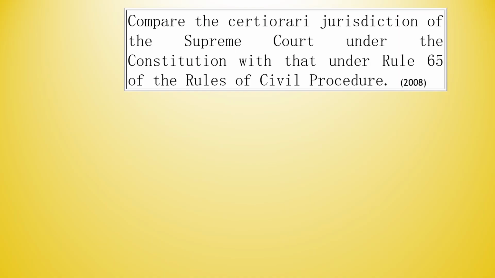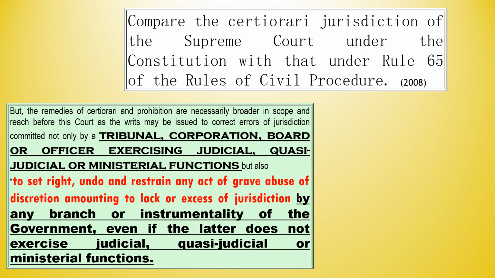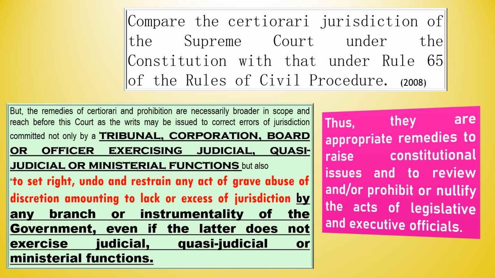So this was asked in 2008. You compare the certiorari jurisdiction of the Supreme Court under the Constitution with that under Rule 65 of the Rules of Civil Procedure. So you already know how to answer. Just go to the ground. The ground again is error of jurisdiction. But who is your respondent in Rule 65 and who is your respondent in certiorari jurisdiction under the Constitution? Again, hindi yan limited only to those exercising judicial, quasi-judicial, or ministerial function. You can use that against any branch or instrumentality of the government as long as they are acting in excess or without jurisdiction. So, again, if you want to prohibit or nullify the actions of legislative and executive officials, or you just want to raise constitutional issues, then you can use the certiorari jurisdiction of the Supreme Court under the Constitution.